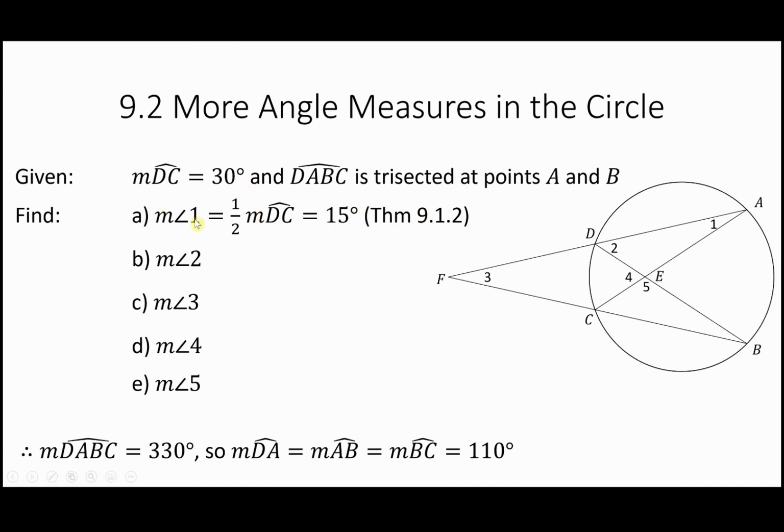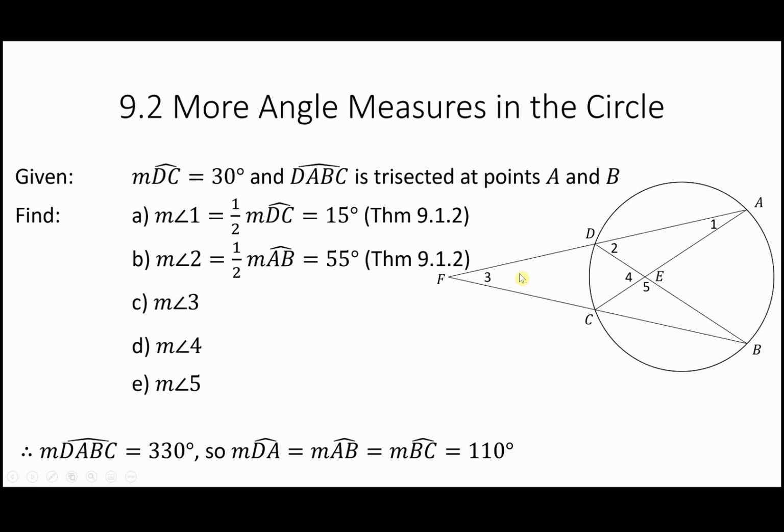So the measure of angle 1 will be half of the measure of arc DC, which was given to me as 30 degrees. So half of 30 degrees is 15 degrees, and this is the theorem that I'm referencing. Angle 2 is another inscribed angle, and it's going to be half of the measure of arc AB, which, if you recall down here, was 110 degrees. So half of 110 degrees is 55 degrees, referencing the same theorem.